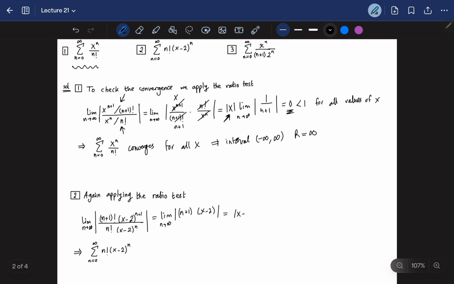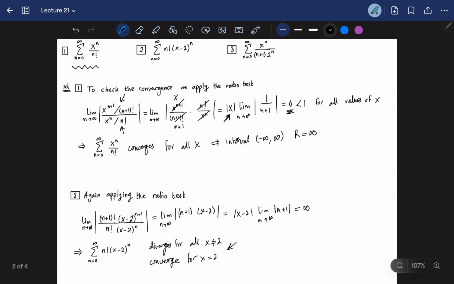Again, since it does not depend on my x, I can take it out. Once you evaluate the limit, you're going to get infinity. Since I got infinity, which is bigger than 1, the ratio test tells me that this series diverges for all x not equal to 2. Because if x is equal to 2, I'm going to get a 0, which converges. So it diverges for all x other than 2, and it converges for x equals 2.